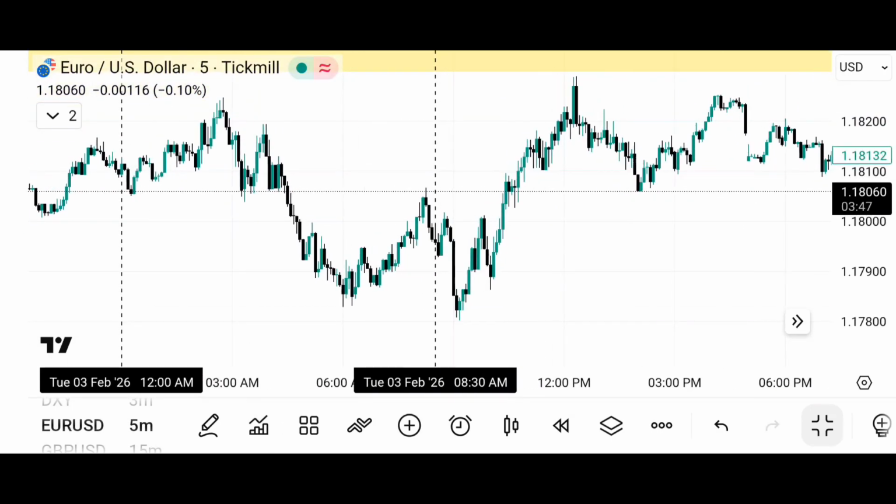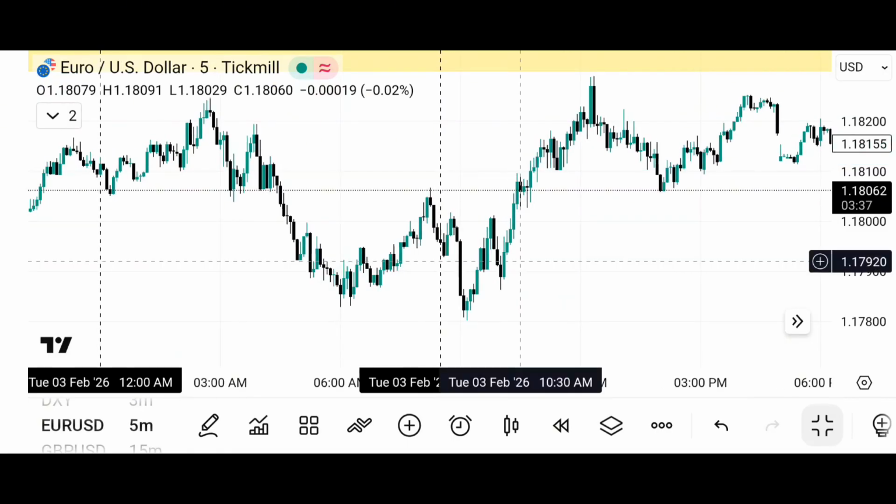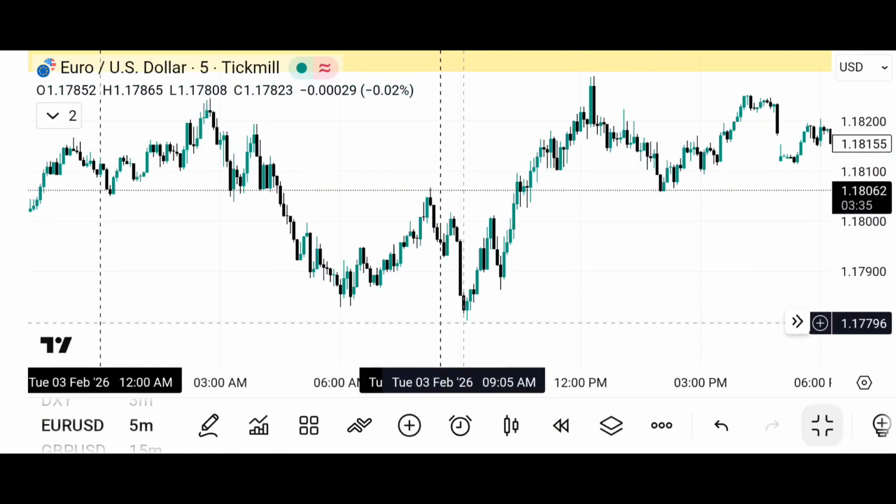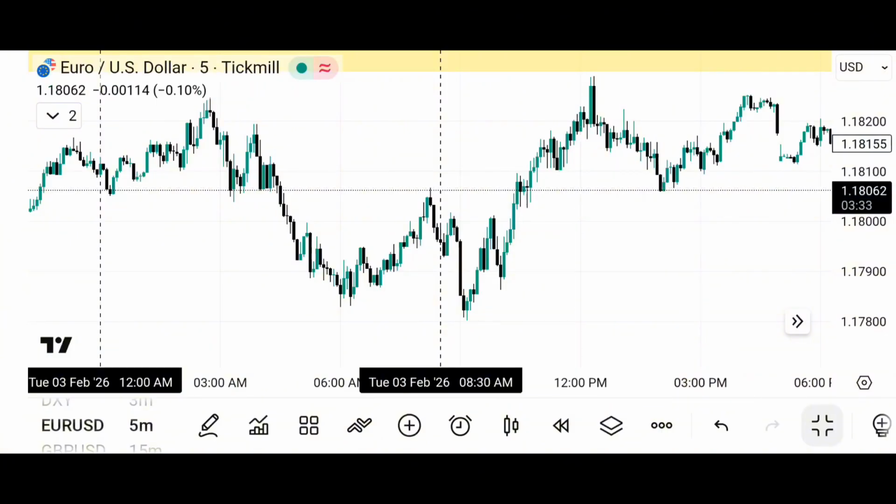Okay, so since we are anticipating price to go up for this day, let's say the bias is bullish. After 8:30 you'll be looking for price to run down to a low or relative equal lows, then take out sell side liquidity from that low or from those lows, then use that sell side liquidity to run up.